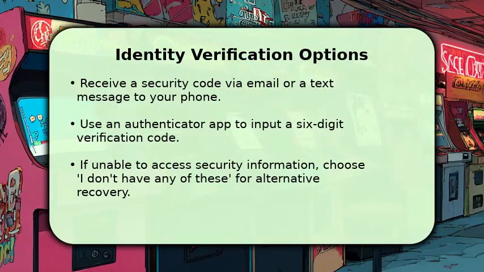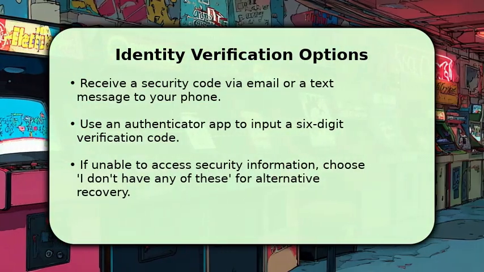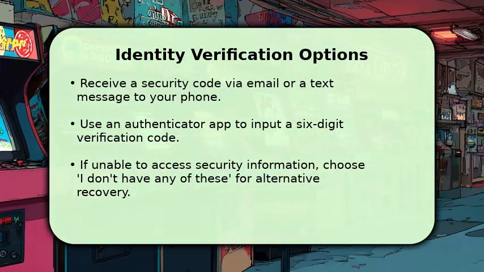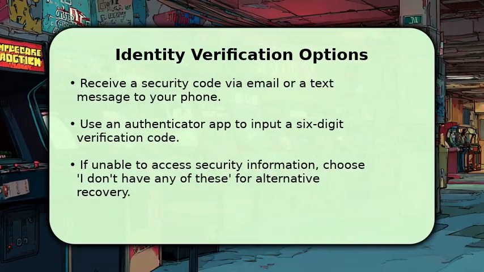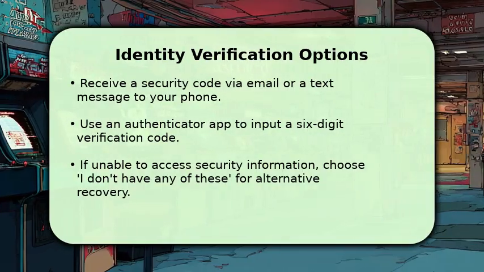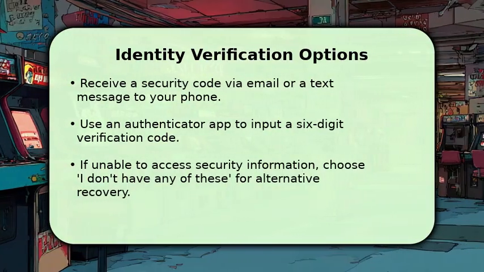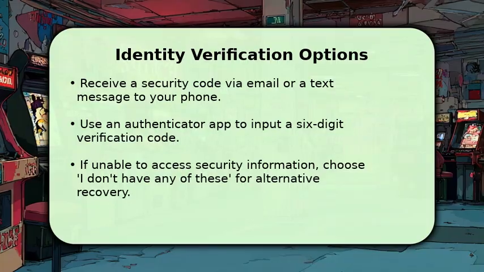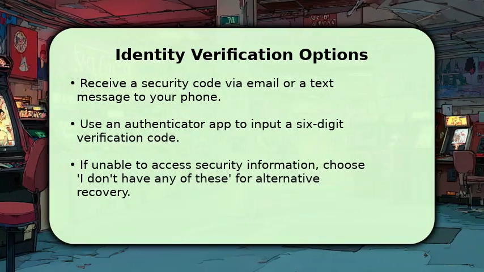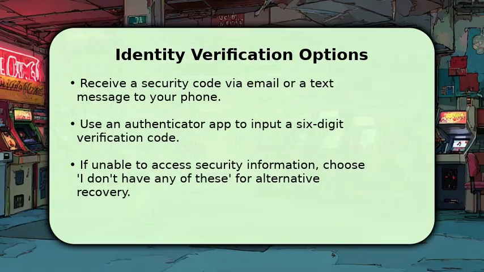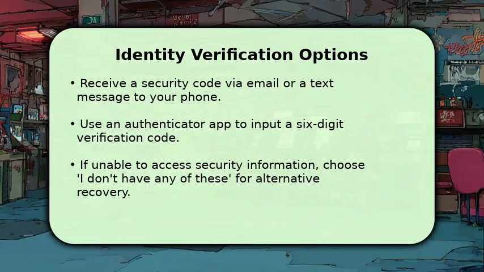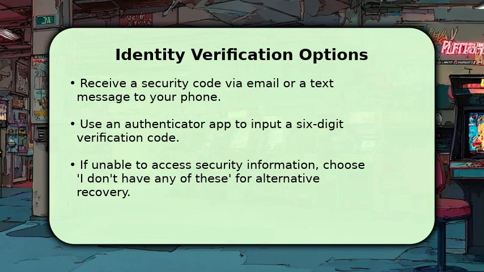Once you've entered your account details, you'll be presented with several options to verify your identity. You can choose to receive a security code via email or a text message to your registered phone number. If you use an authenticator app, input the 6-digit code it generates. Should you be unable to access any of these security options, simply select "I don't have any of these" to proceed with further recovery steps. This ensures you can still regain access.